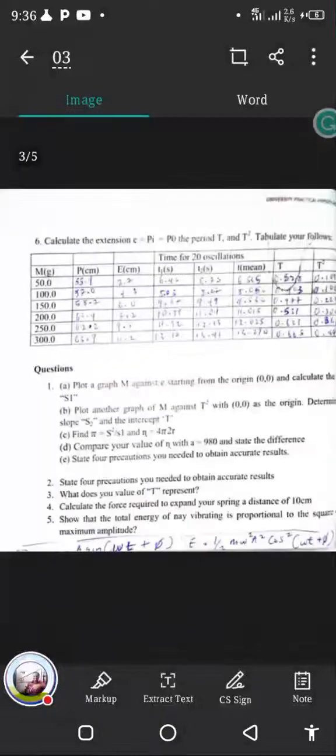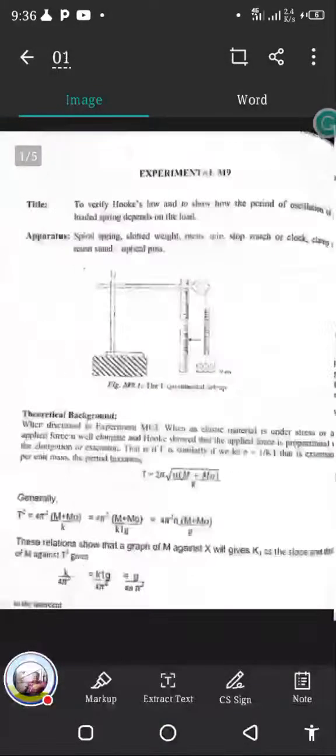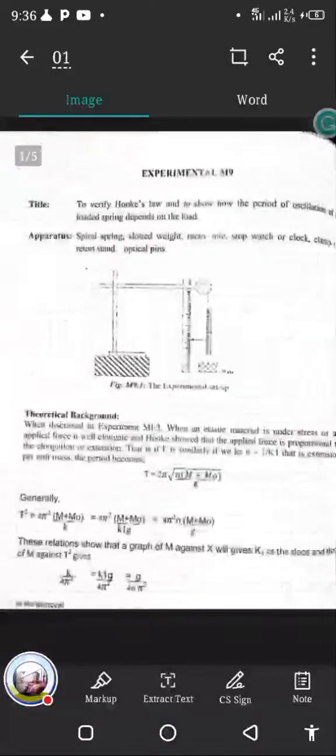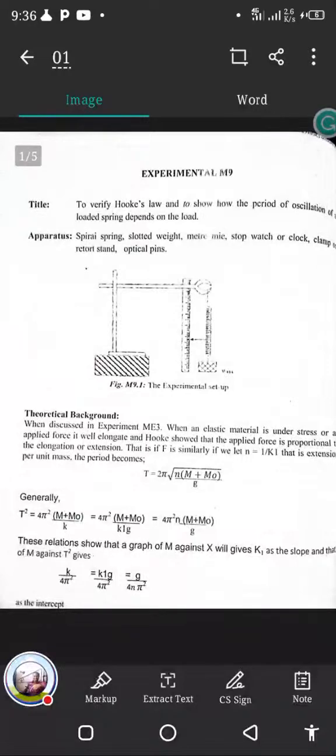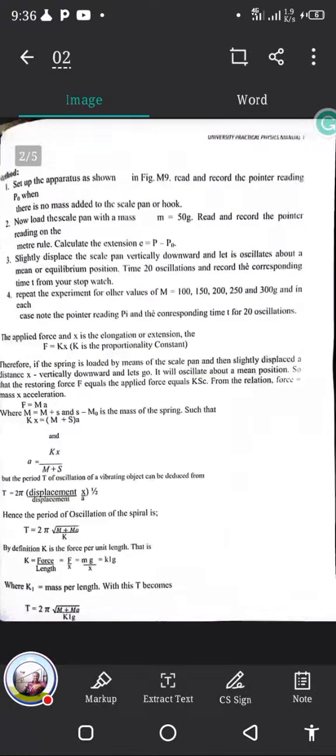I'm trying to slide to the next page. Okay, sorry for that. The background equations are all given down there, so you can go through them through your manual. That's not my concern for today. The methods are also given there, but I'm going to summarize that in this video. With the method, you can set up the apparatus and do the experiment without any stress.